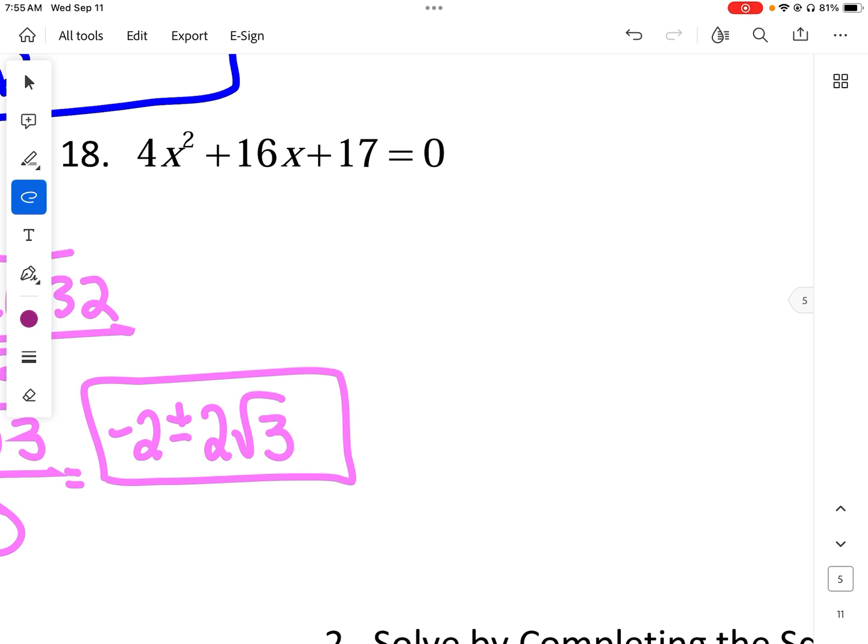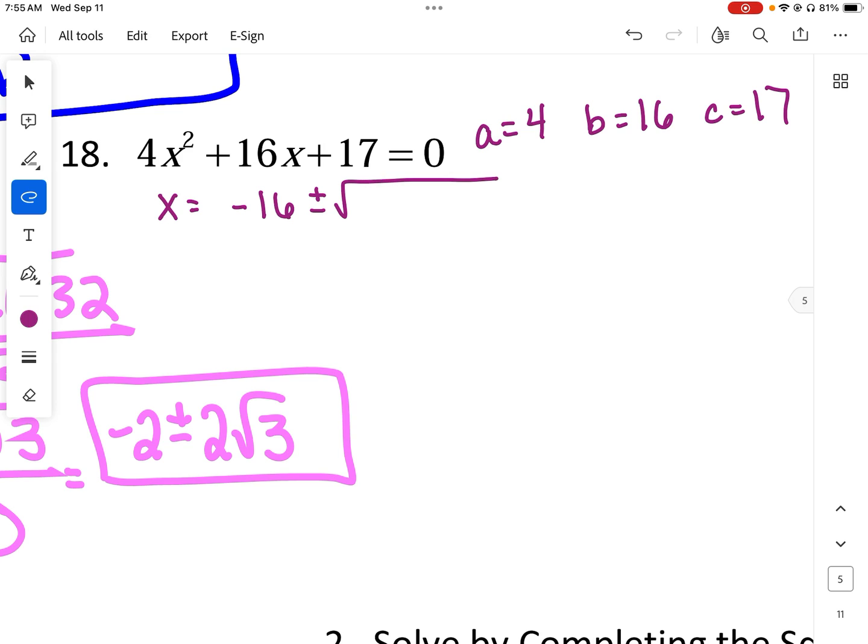All right, there's nothing I can factor out here. So we are dealing with some bigger numbers. So a equals 4, b equals 16, c equals 17. So x equals negative b plus or minus the square root of b squared minus 4 times a times c, all over 2a.